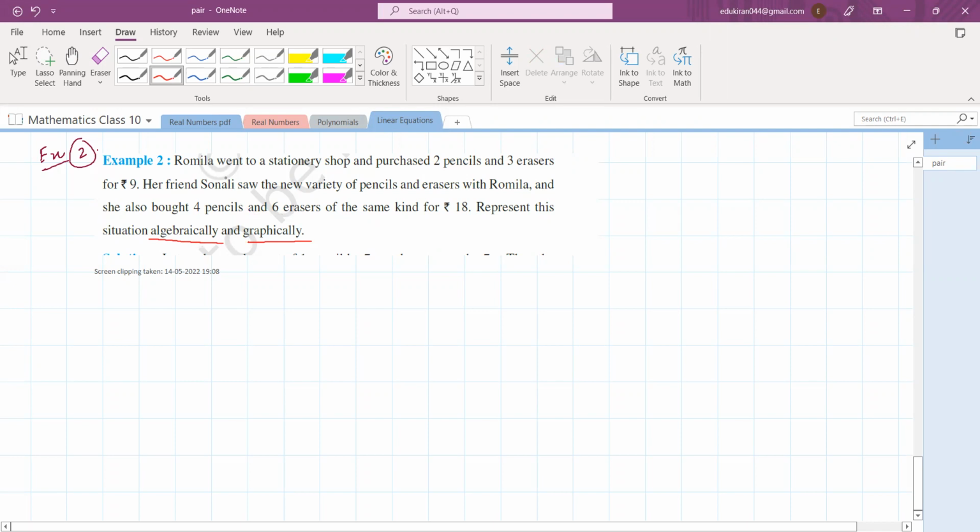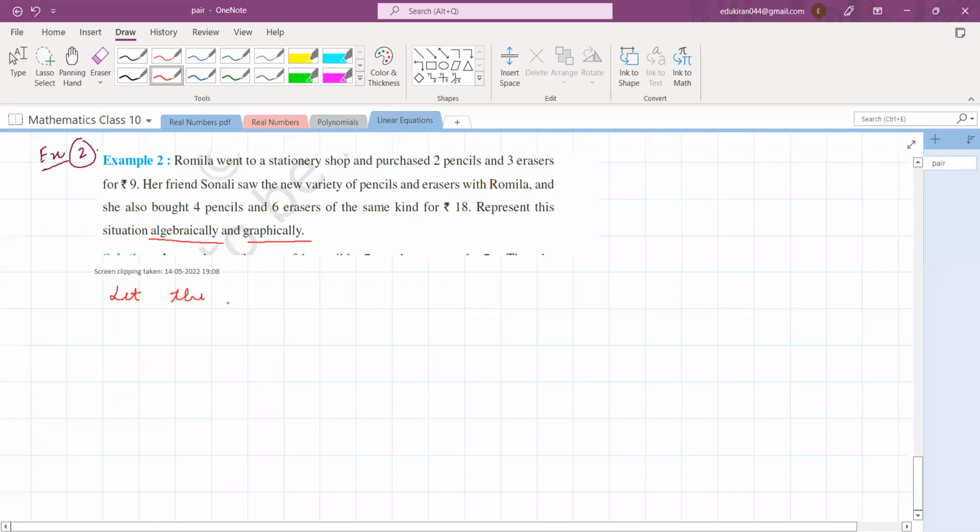What is the question? Romila went to a stationery shop and purchased 2 pencils and 3 erasers for ₹9, right? And her friend purchased 4 pencils and 6 erasers for ₹18. So we have to mathematically represent this situation first of all. We don't know the price of a pencil. We don't know the price of an eraser. So let us assume, right?